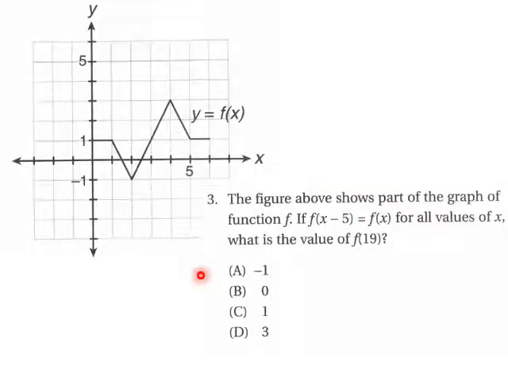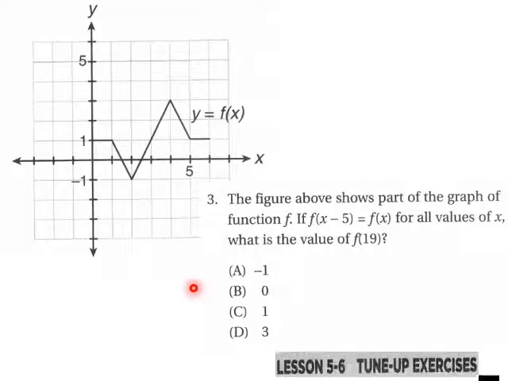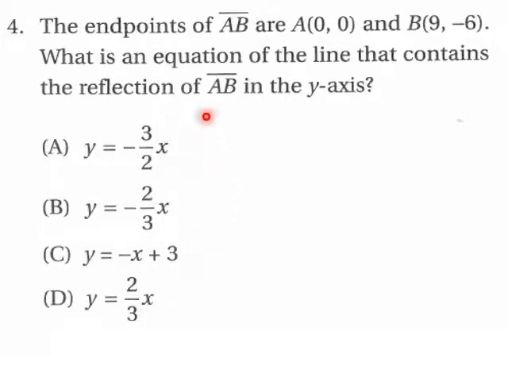And then 3, the figure above shows part of the graph of this function here. What is the value of f of 19? Then number 4, the endpoints of segment AB are (0, 0) and (9, -6). What is the equation of the line that contains a reflection of AB in the y-axis?